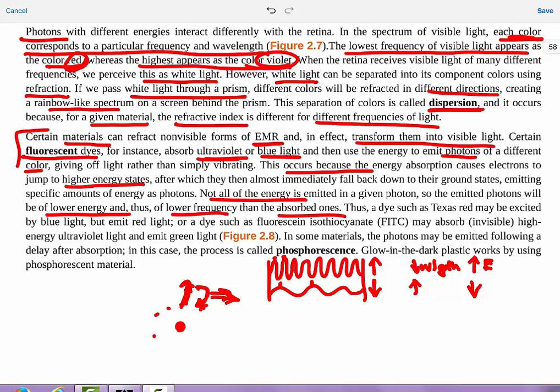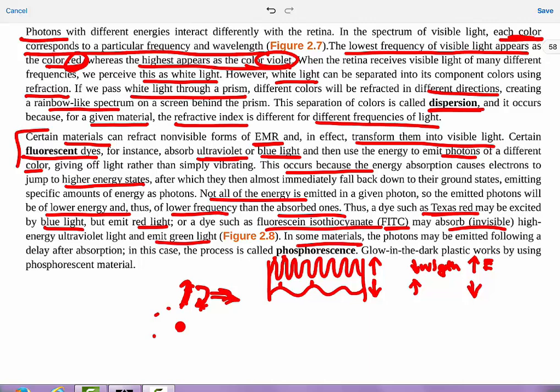So, for example, we've got some different dyes. Texas red may be excited by blue light, but then emit red light. You don't need to know these different dyes. The FITC may absorb the invisible high ultraviolet light and then emit green light.